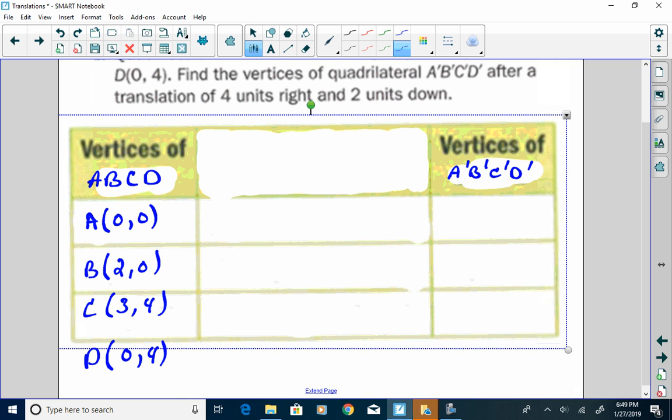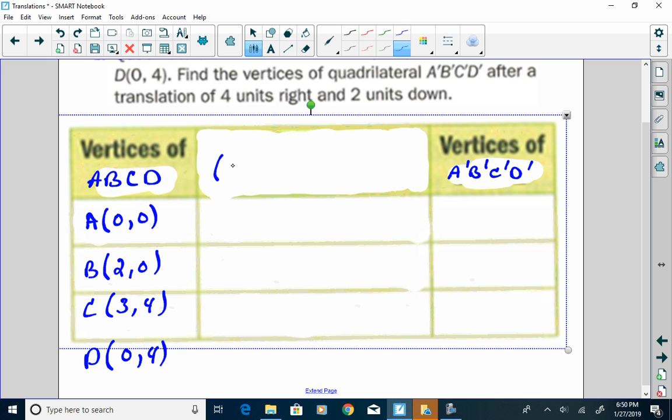We're asked to find the vertices of quadrilateral A prime, B prime, C prime, and D prime after a translation of 4 units right, 2 units down. Well, if we're moving right on the x-axis, we're moving in the positive direction, so we would add 4 to every one of our x values. If we're asked to translate 2 units down, we're moving in the negative y direction, so we'll have to take 2 away from each one of our y values. So that's what our rule is going to look like.